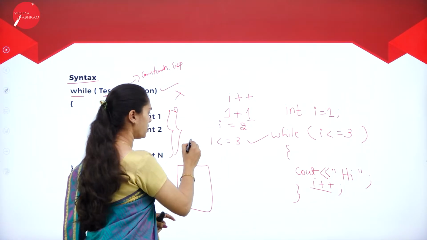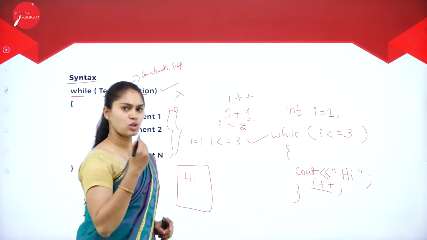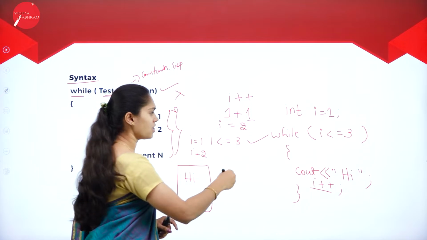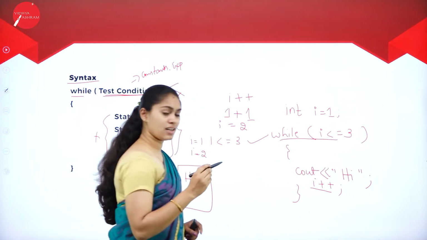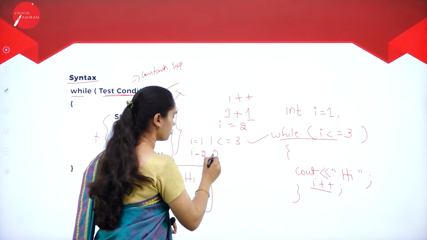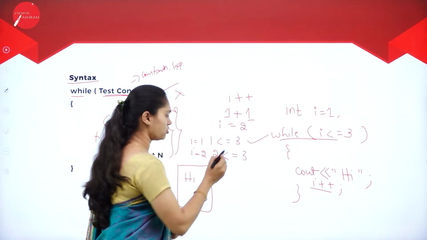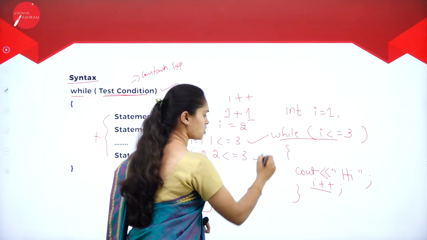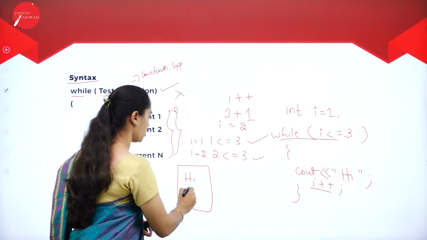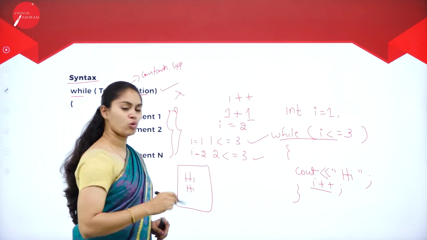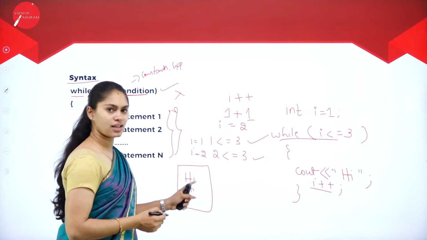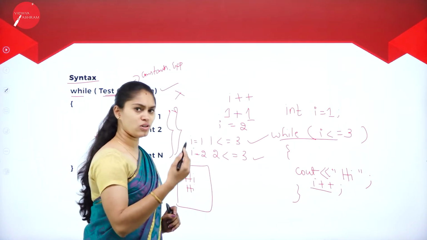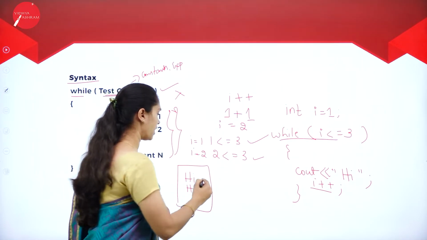So in the first iteration i was 1, and now i is 2. Again I come here and check the condition. Is 2 less than or equal to 3? Again it is true. So it will come here and execute the statements one more time, and again I get high. Then i is 2, and it will be incremented to the next one, so it becomes 3 now.